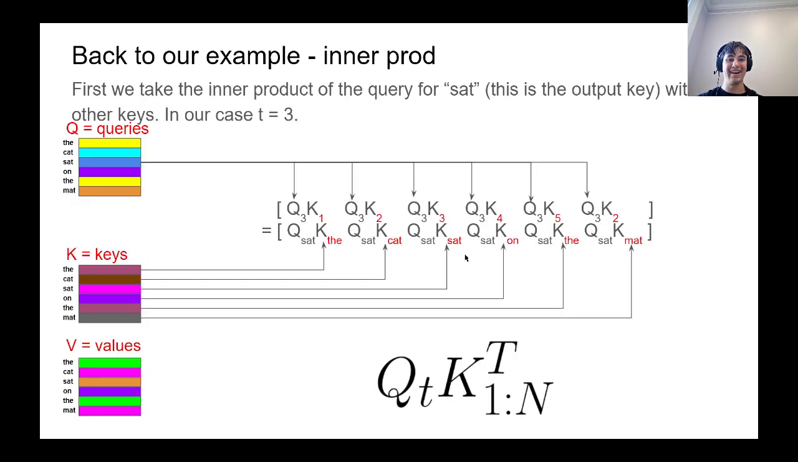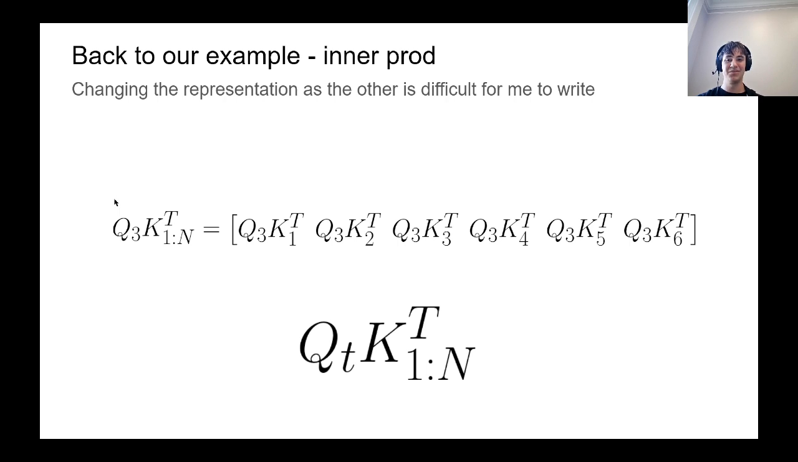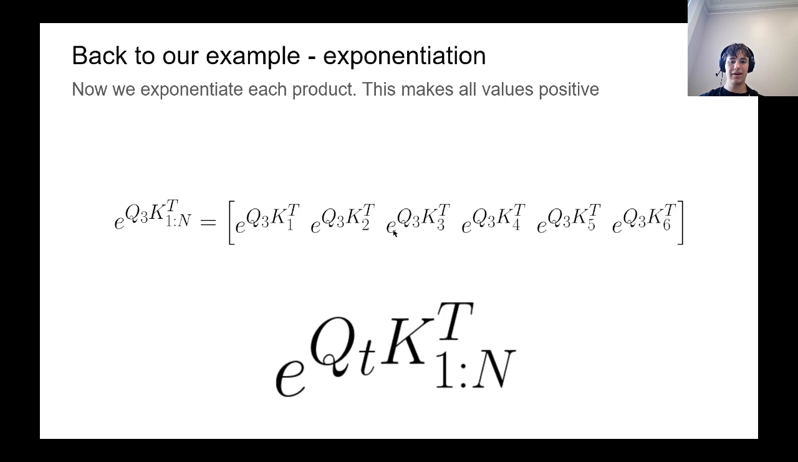This is annoying to write out in PowerPoint, so moving to LaTeX, which is what I should have started with earlier. But yeah, you just do an inner product of q3, which is sat, with every other key. Second thing, exponentiate that. So you exponentiate this inner product, making it a value between 0 and infinity. This is a scalar, and you exponentiate that scalar.